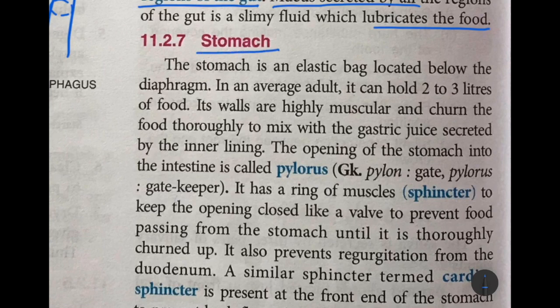Now next, after the food passes through the esophagus, it reaches the stomach. What is the stomach? It is an elastic bag. You will find it just below the diaphragm. Now in an average adult, it can hold 2 to 3 liters of food, and its walls are very muscular, and it churns the food. That is, the muscles are always moving so that the food is churned and mixed thoroughly. With what is it mixed? It is mixed with the gastric juice secreted by the inner lining of the stomach. So which juice is secreted in the stomach?